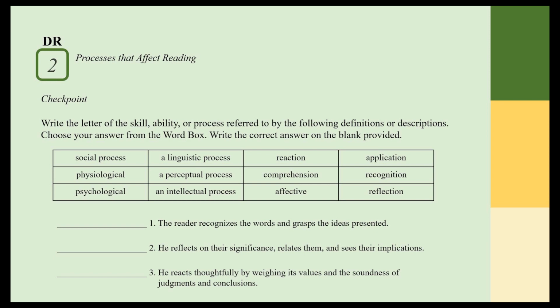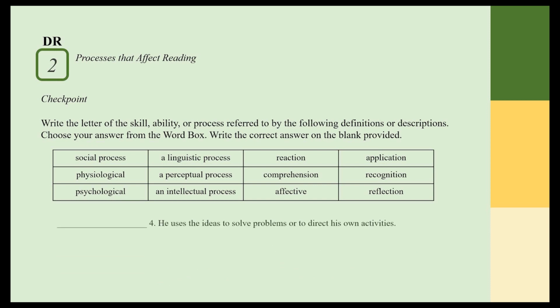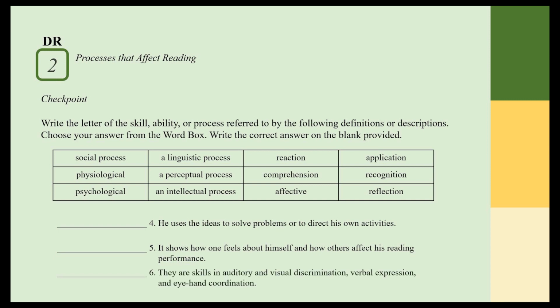Alright, if you need more time, you know what to do. Just pause this video. But if you're done, let us now proceed with the fourth item. He uses the ideas to solve problems or to direct his own activities. Number 5, it shows how one feels about himself and how others affect his reading performance. Number 6, they are skills in auditory and visual discrimination, verbal expression, and eye-hand coordination.